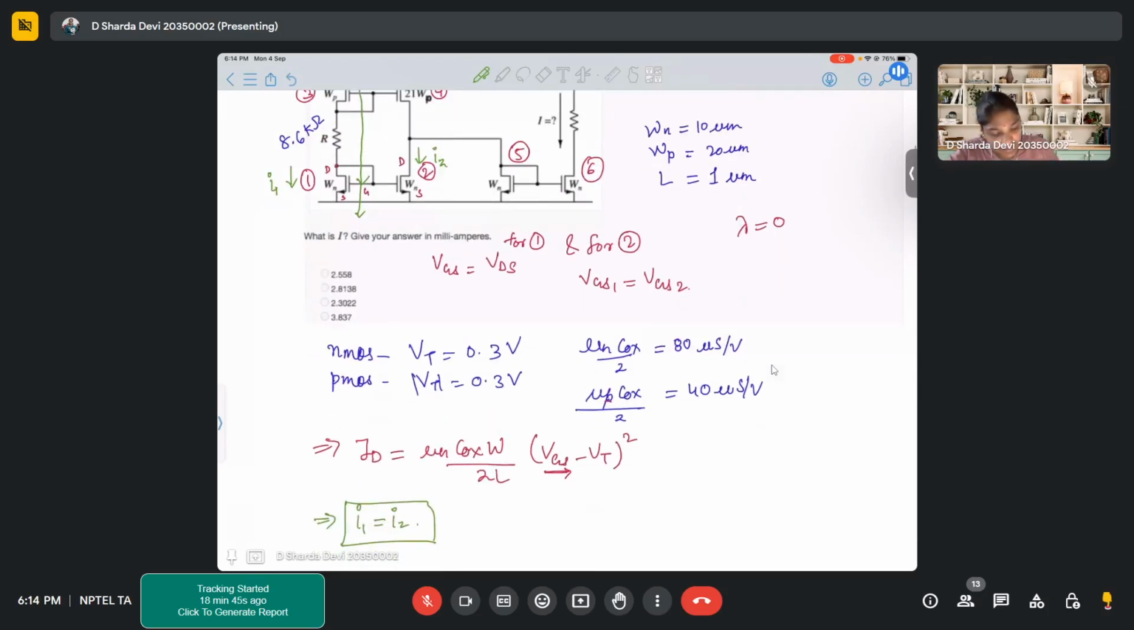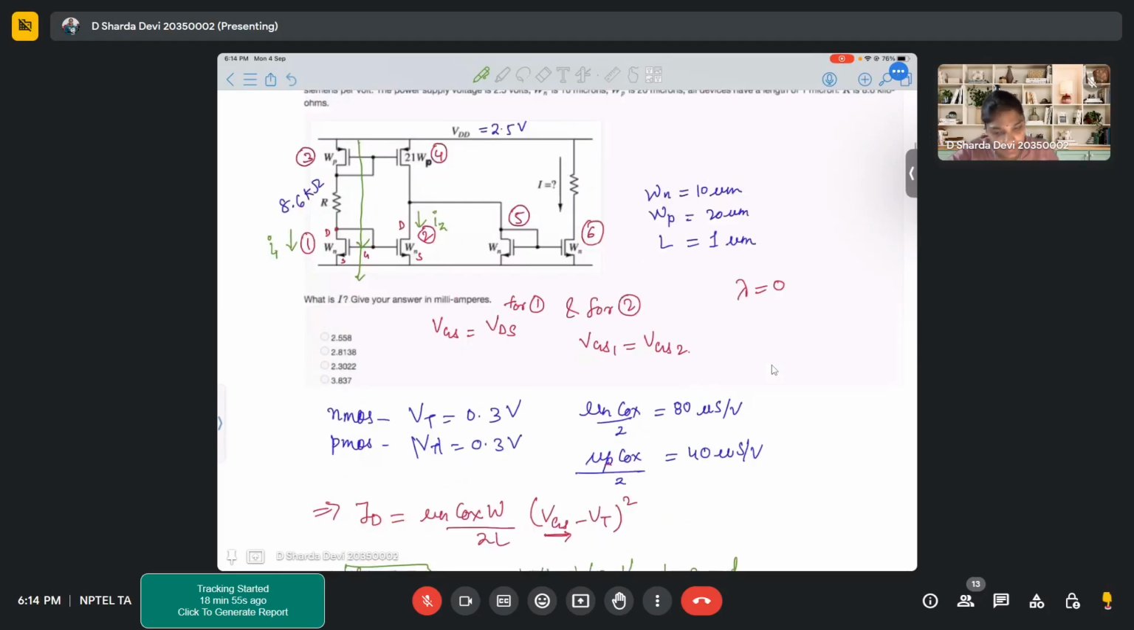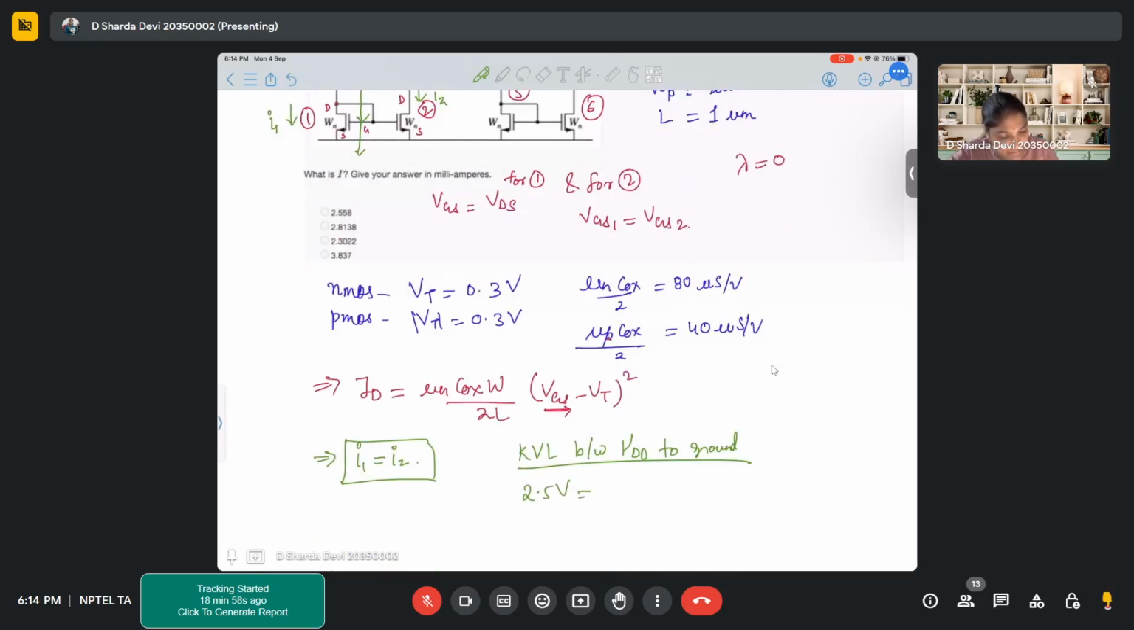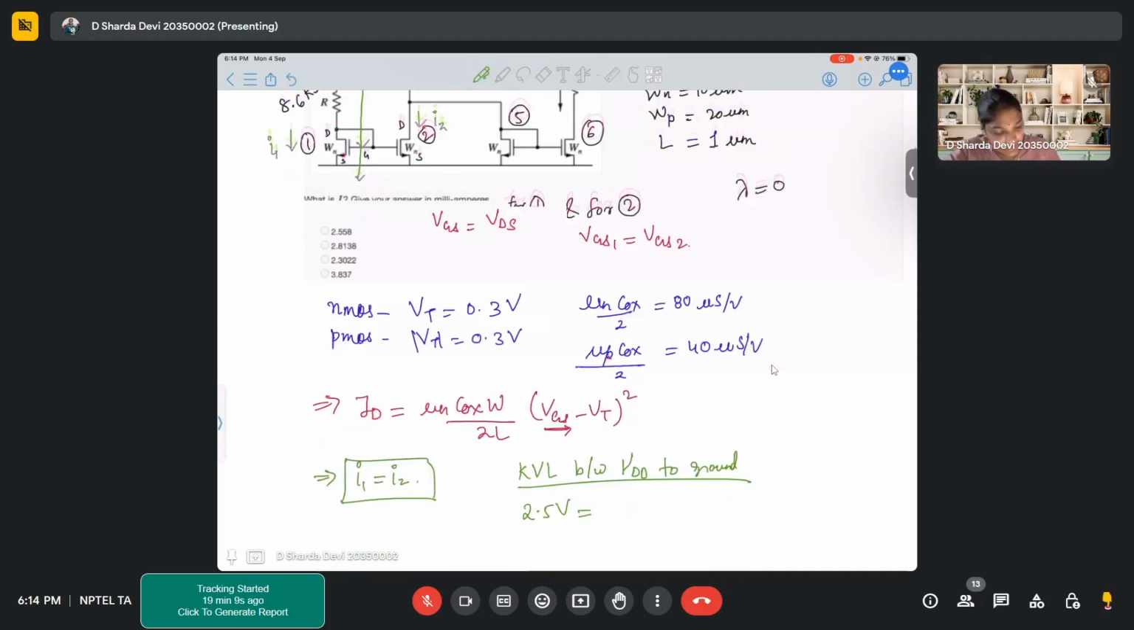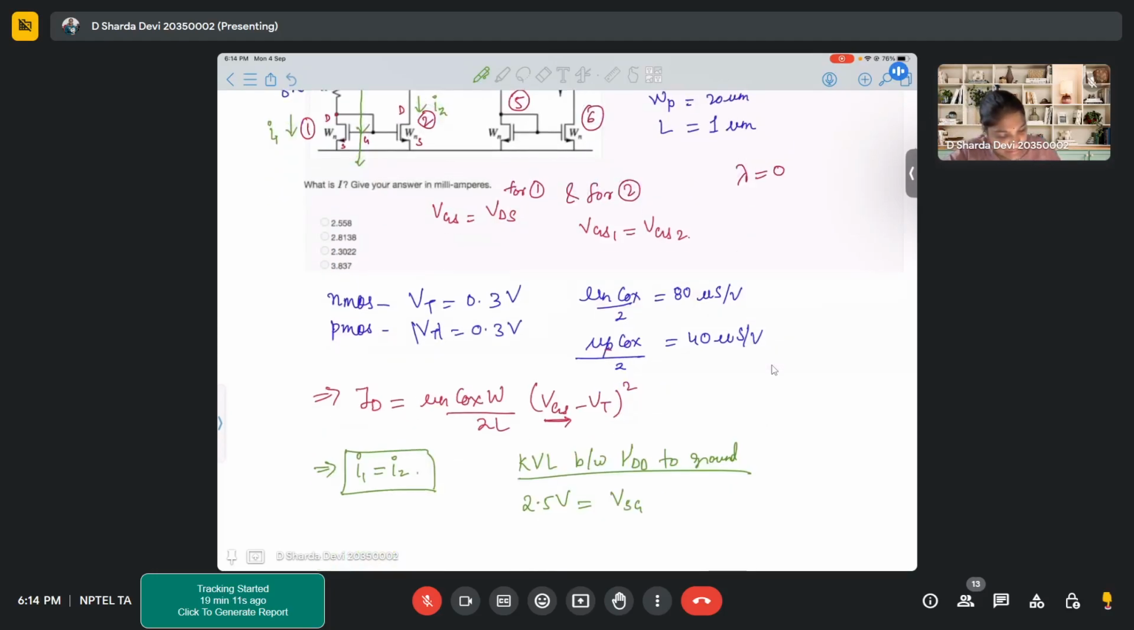So, how will the KVL look? KVL between VDD and ground. It will look like 2.5 volts equal to, let's write it as VSD for the time being. But if you observe very carefully, it is VSG again. So it is VSG of transistor 3 plus I into R plus VGS of transistor 1.